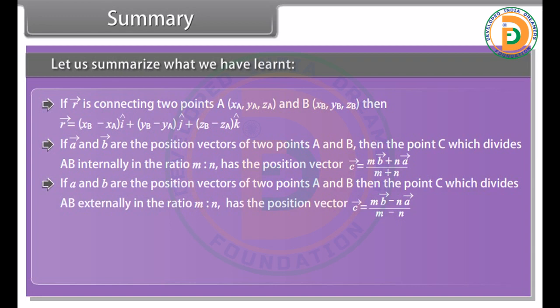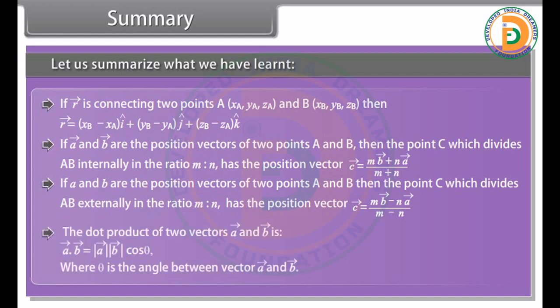If A and B are the position vectors of two points A and B, then the point C, which divides AB externally in the ratio m:n, has the position vector: vector C equals (m into vector B minus n into vector A) by (m minus n).